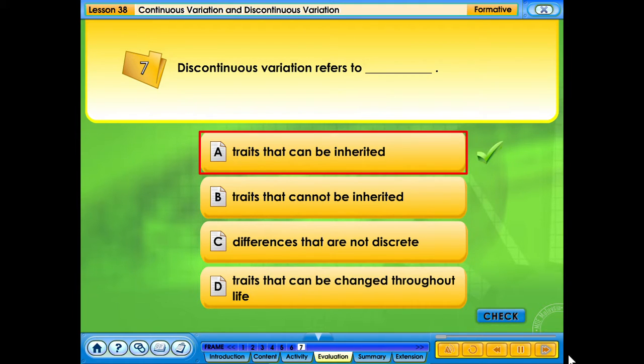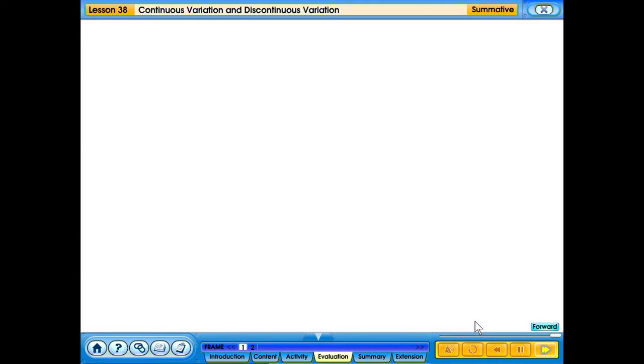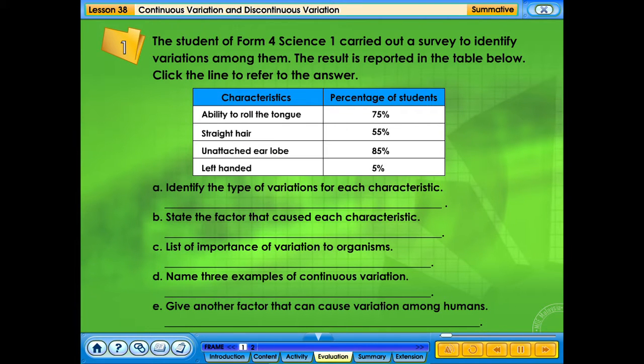Your answer is correct. The students of Form 4 Science 1 carried out a survey to identify variations among them. The result is reported in the table below. Click on the line to refer to the answer. A. Identify the type of variations for each characteristic. B. State the factor that caused each characteristic. C. List the importance of variation to organisms. D. Name 3 examples of continuous variation. E. Give another factor that can cause variation among humans.